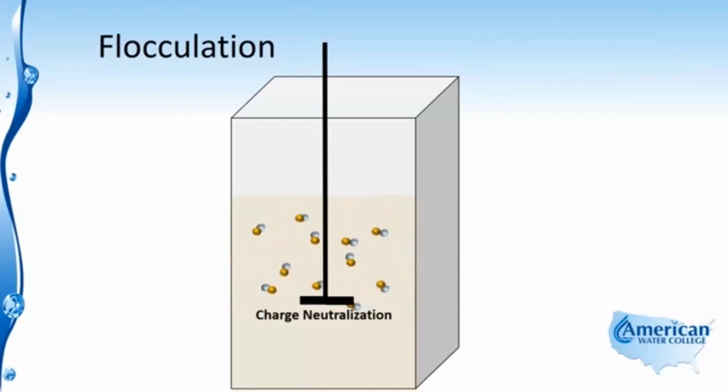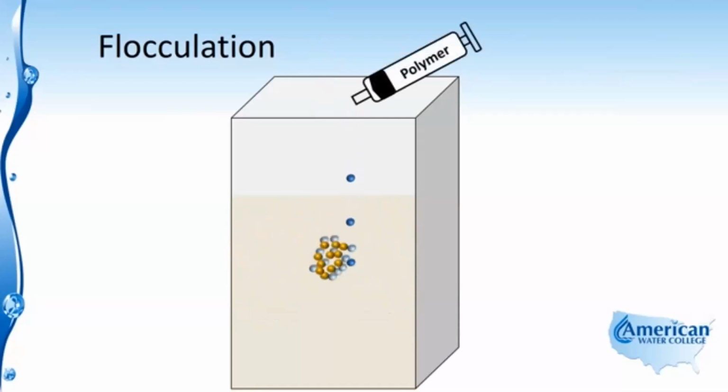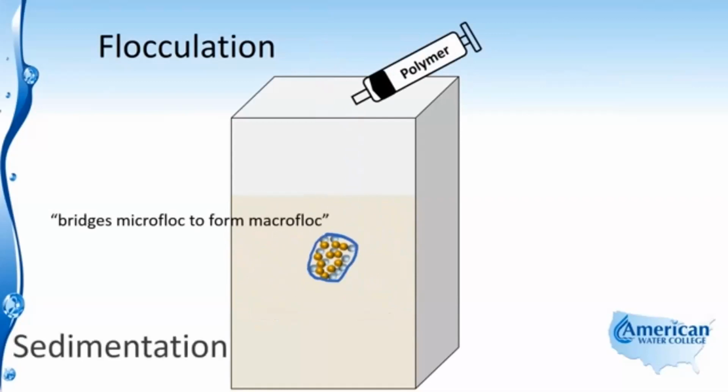So by mixing these negatively charged particles, we can then get them to come together and then ultimately flock together. Well, once they come together, we then can add another chemical, polymer, and that polymer helps keep that flock together. And it bridges the microfloc to form a macrofloc that ultimately can be settled in the sedimentation basin. So the coagulation and flocculation process impacts the effectiveness of the sedimentation process, which we'll talk about in the next lecture.